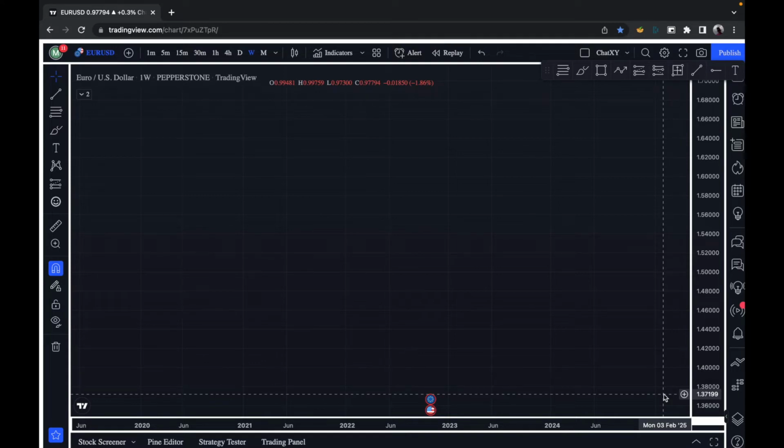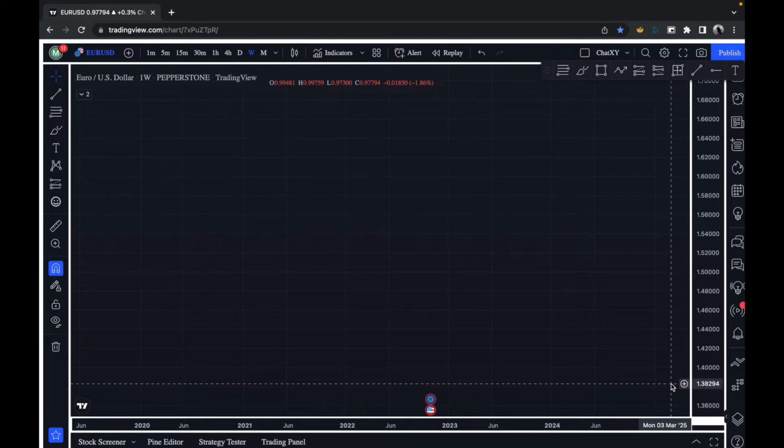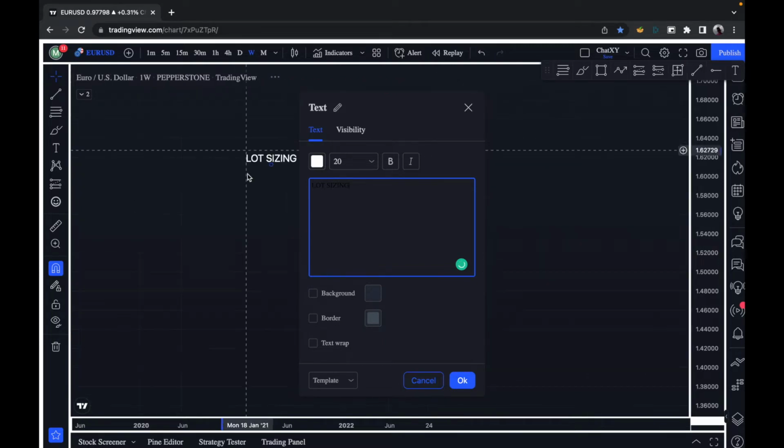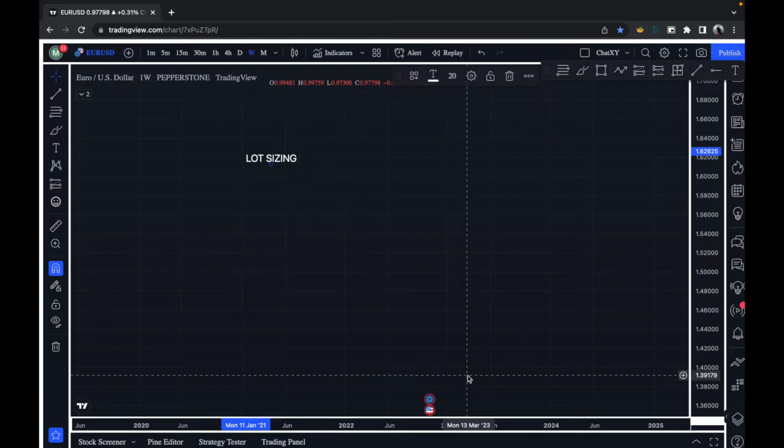So today I'm going to point out some things that you should put in place for you to be able to manage risk properly in forex. So the first one here is lot sizing. I'm going to write that out. Lot sizing. Okay, that's the first point.